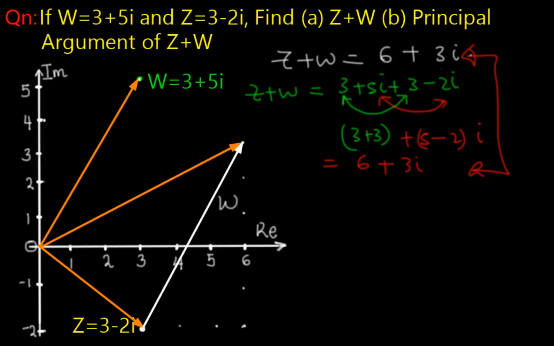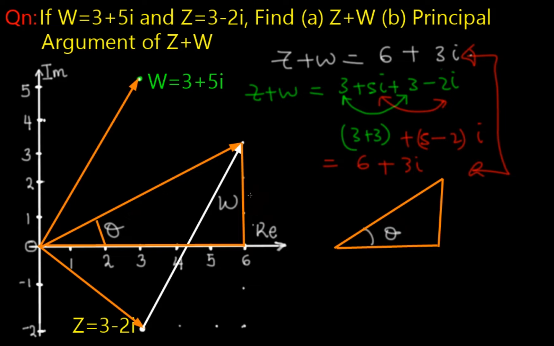Now remember that they want us to find the principal argument of z plus w. In order to do that, we have to first extract out the right-angled triangle. So we draw it here, where this is the principal argument, theta. So I put it here. From here up to here, there are 3 units, so I put them there. And from here up to here, this is 6 units.